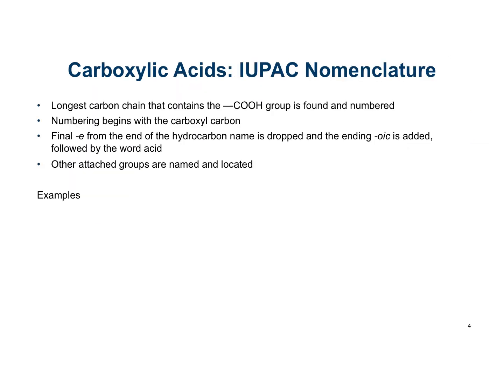Now let's talk about how to name these carboxylic acids. To name a carboxylic acid, we can use an IUPAC system. We can use their common names, but IUPAC systems a lot of times are easier. The longest carbon chain has to include the carboxyl group, and you need to find that and number it. So, for example, we're going to look at this one together.